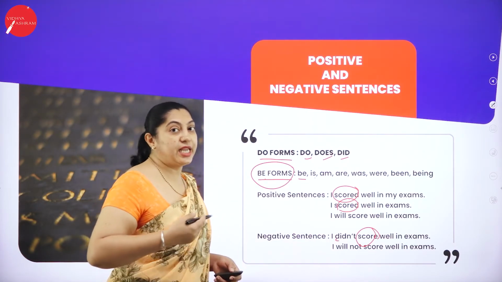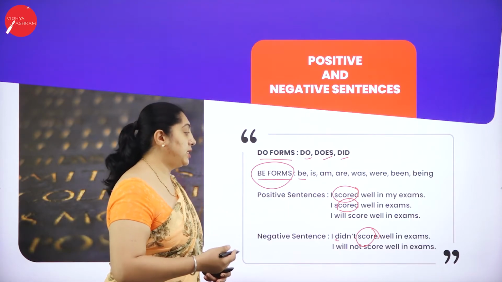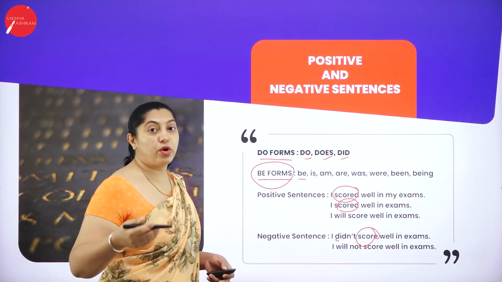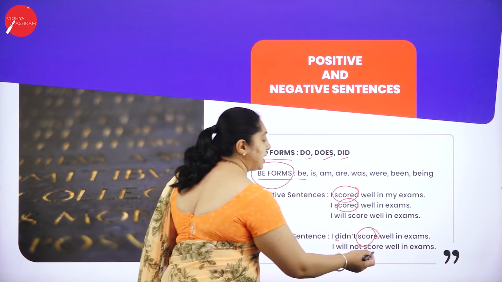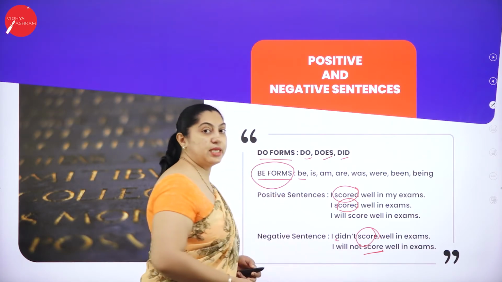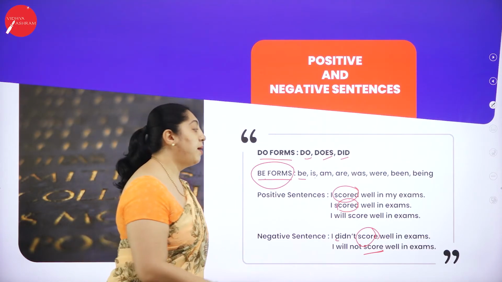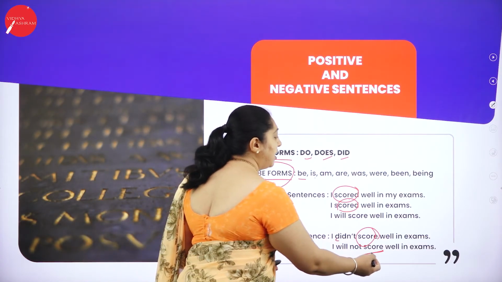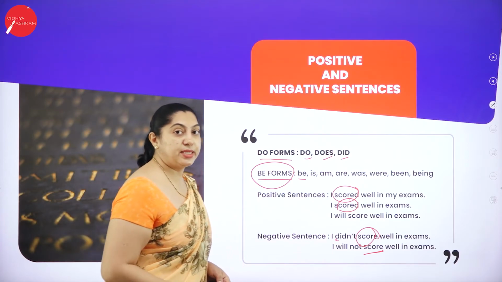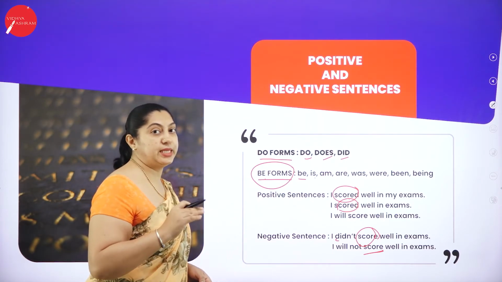He's not sure that he's going to score a good marks. So he says, I will not score. I'm not going to score a good marks in my exam. But the word here, it's in the present tense. But the sentence is a negative sentence. But when you write it, the answer, it will be in the present tense. The word will be in the present tense.